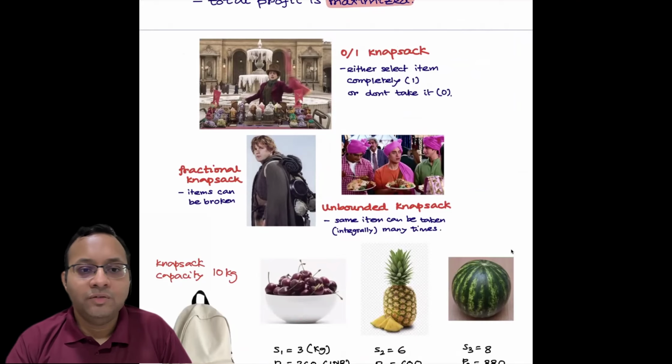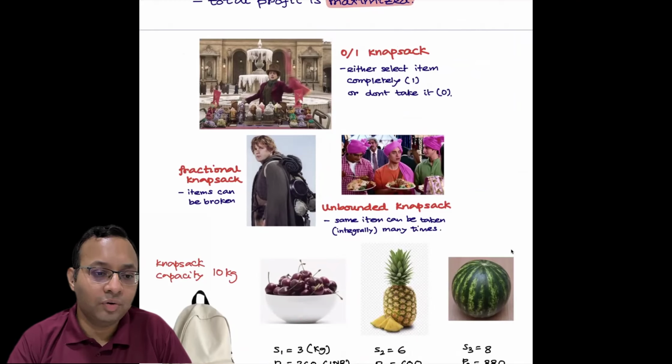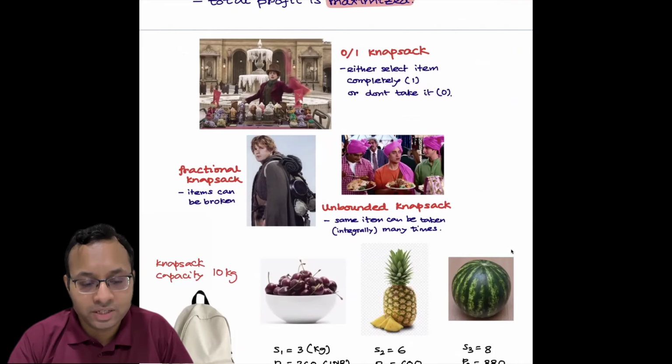The other end is fractional knapsack, where the items can be broken. Think of when Sam is packing for Frodo for the journey in Lord of the Rings. Sam was taking some bread, some cheese, but depending on the space, he can put a part of the item. He does not need to put the entire cheese. He can cut it, maybe half of the cheese or a third of the cheese, and can still take it. That's fractional knapsack, where we are allowed to cut items.